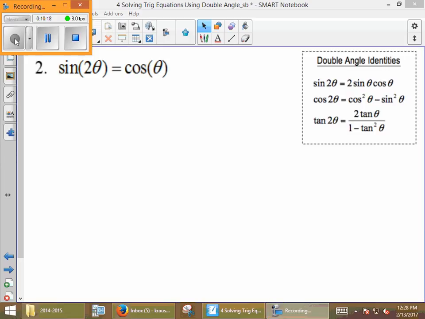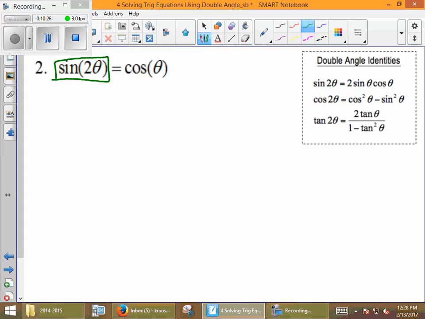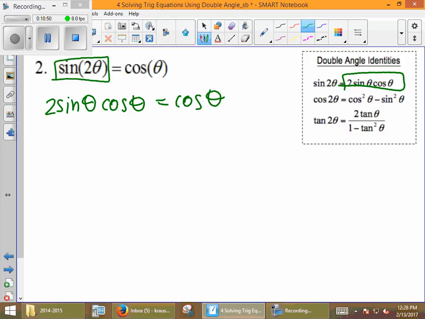Number 2. This one's easier, I promise. So when you take a look at it, this we have to replace. We have no choices there. Alright, so sine of 2 theta is equal to all of this: 2 sine theta cosine theta. So let's replace it. So sine of 2 theta is equivalent to 2 sine theta cosine theta because of the formula.